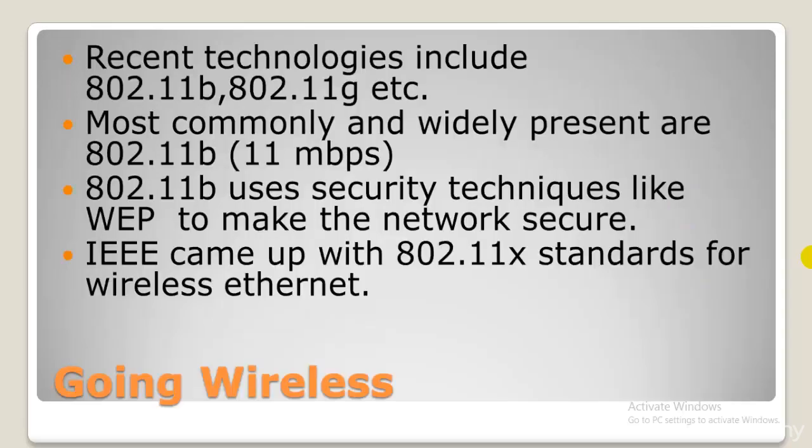To start with, there are different types of securities. Recent technologies have 802.11b, 11g. Most commonly used is 11b, that's up to 11 Mbps, and 11a and 11g are not that famous, but they're used in very large companies because they have extremely high speed. 802.11b uses security techniques like WEP to make the network secure, but WEP is not that secure, as per my experience. And not only my experience, even if you check on the internet, it's very easy to crack the WEP encryption. That's why finally the IEEE came up with the 802.11i standard for wireless Ethernet.